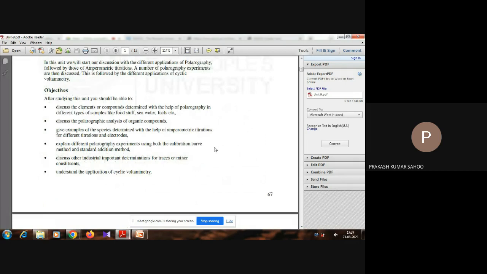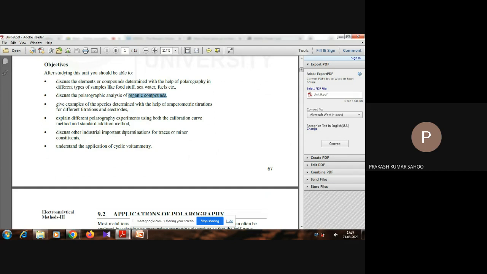So what are the objectives of this unit? We will discuss the elements or compounds determined with the help of polarography in different types of samples like food stock, seawater, fuels, etc. Then we will discuss the polarographic analysis of some organic compounds. Then some examples of the species determined with the help of amperometric titration for different titrations and electrodes. Followed by we will explain different polarography experiments using both calibration method and standard addition method.